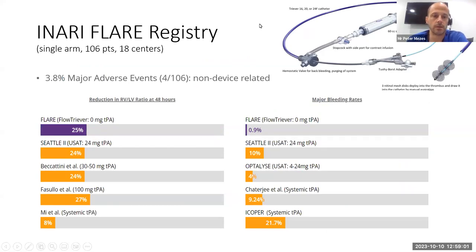For the aspiration thrombectomy group, this is the result from the first registry assessing the flow retriever device, called the FLARE registry, which again showed comparable, similarly good hemodynamic improvement for the flow retriever patients compared to the catheter-directed thrombolysis or systemic lysis groups, while the total risk of major bleeding was significantly lower, just 0.9%. And there was a total of 3.8% major adverse events, but none of them were device related. So it looks like it's an effective device with a very good safety profile.